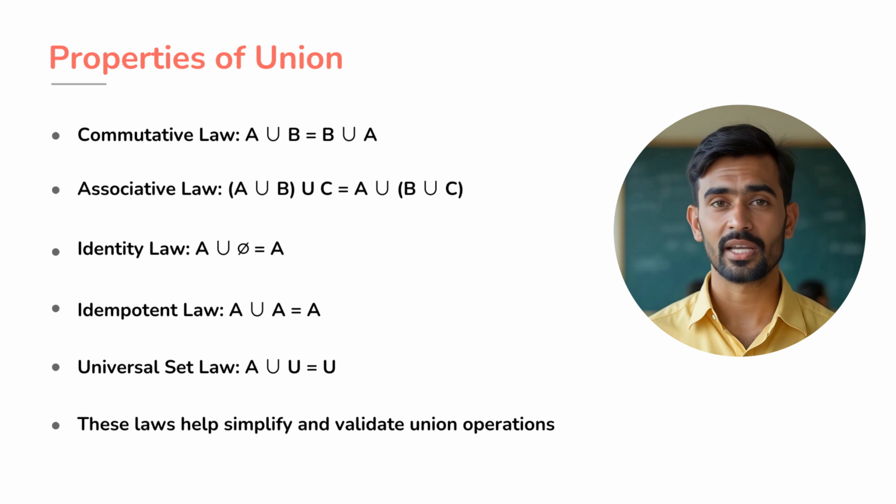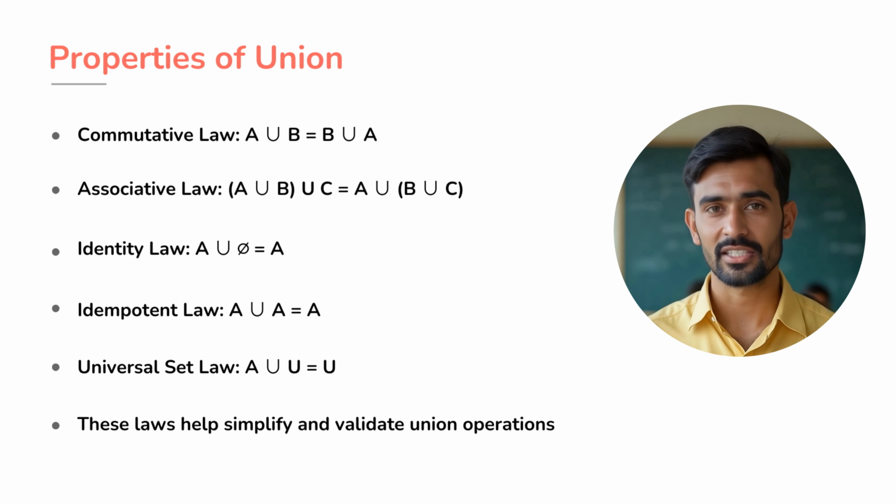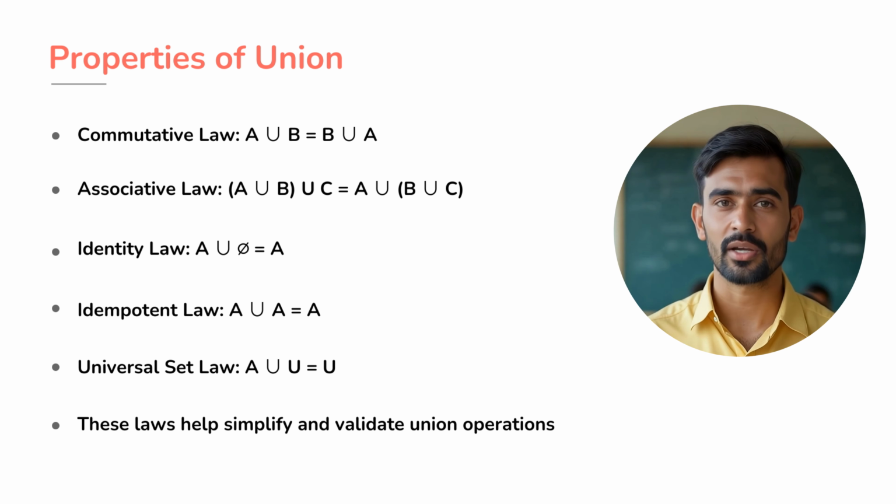Here are some key properties of the union operation. Commutative law: A union B is equal to B union A. Associative law: A union B, then union with C, is equal to A union with B union C. Identity law: A union the empty set equals A. Idempotent law: A union A equals A. Universal set law: A union the universal set equals the universal set. These rules help make union operations consistent and predictable.